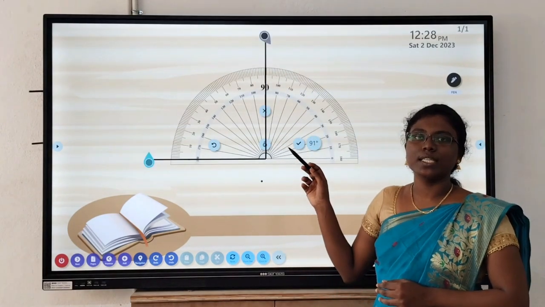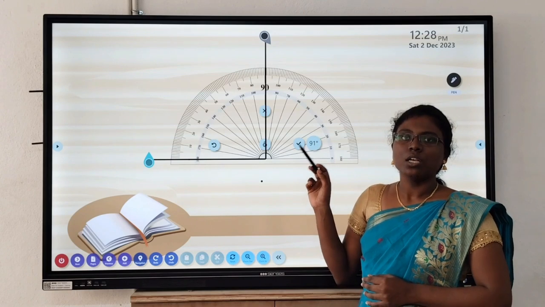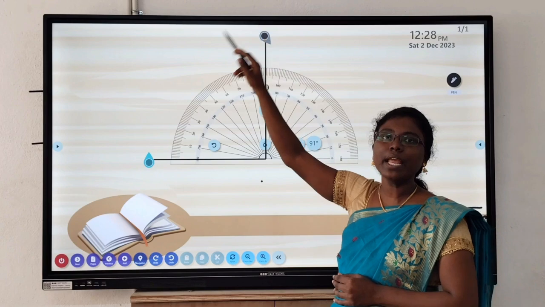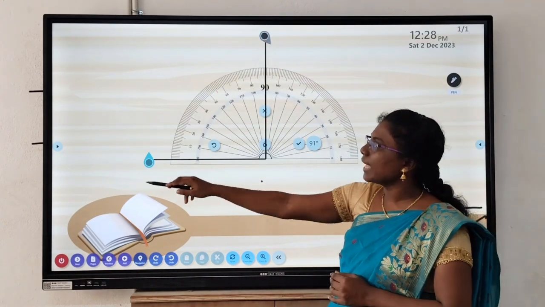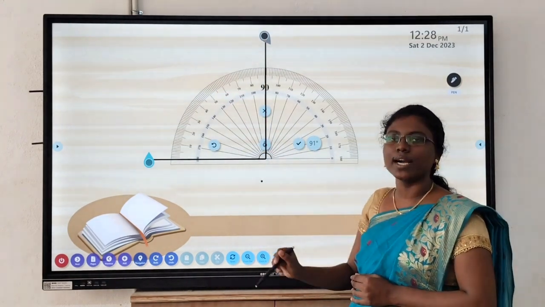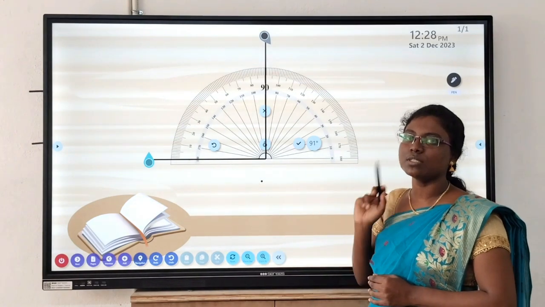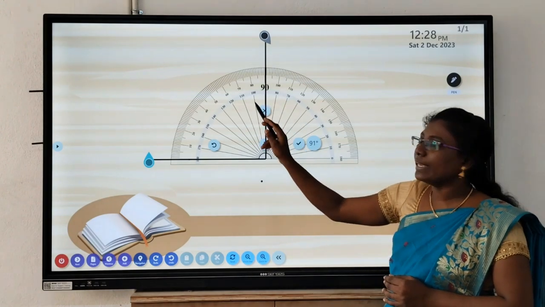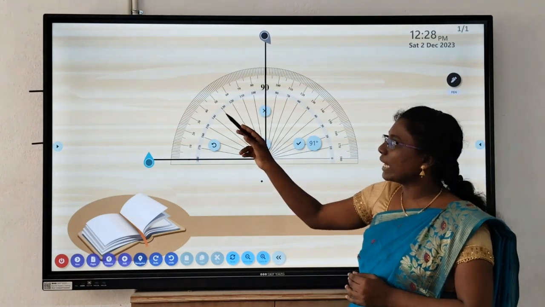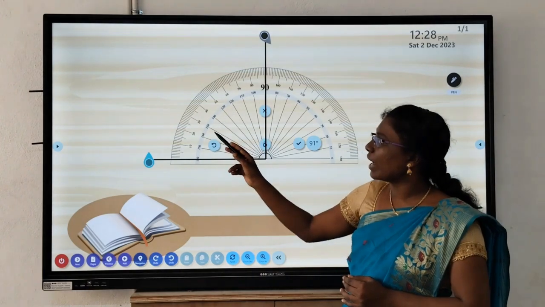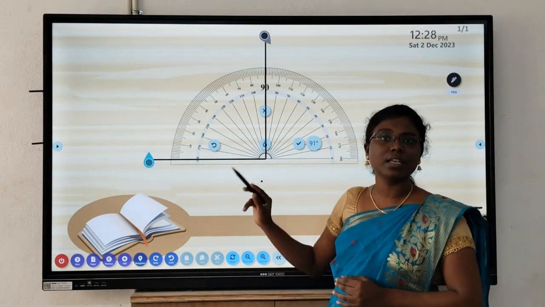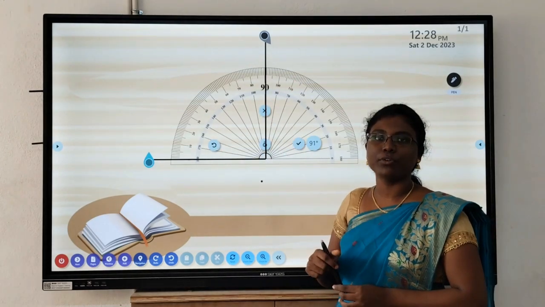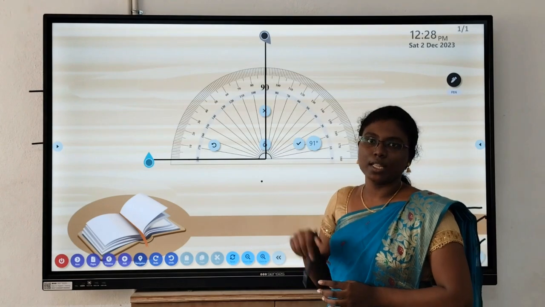Next, the fourth type of angle is the obtuse angle. So what is an obtuse angle? An angle which is greater than 90 degree and less than 180 degree is called an obtuse angle. So it may be 100, 110, 120 or 130, 140, 150, 160 and 170. These are examples of obtuse angles.